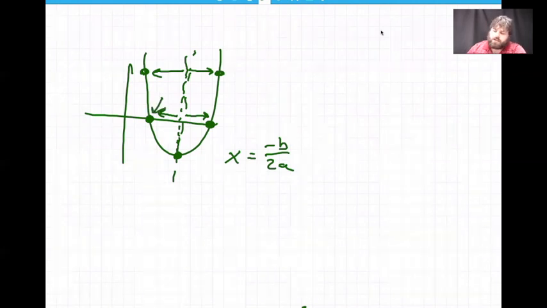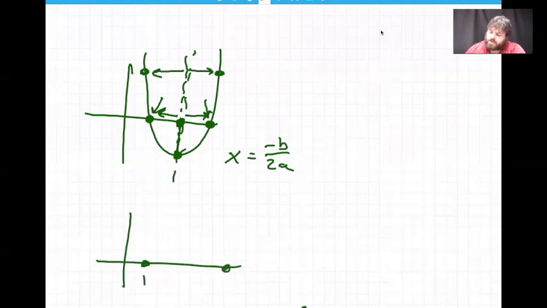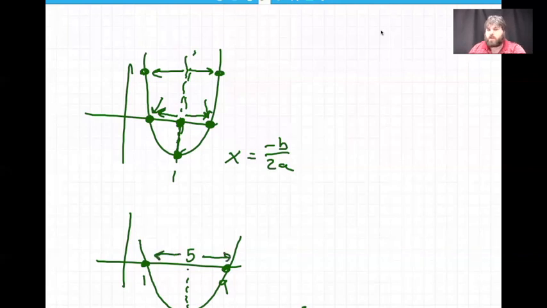Like if I knew these 2 zeros, you'd say the vertex is right in the middle. And so you'd know the x coordinate without really having to do a lot of work. In other words, if this thing crosses at 1, and over here this is at 9, and I said, what's the x coordinate of the vertex? You would say it is 5, because it's 4 over to get to 9 and 4 over to get to 1. So that's one way you can use that symmetry, okay?